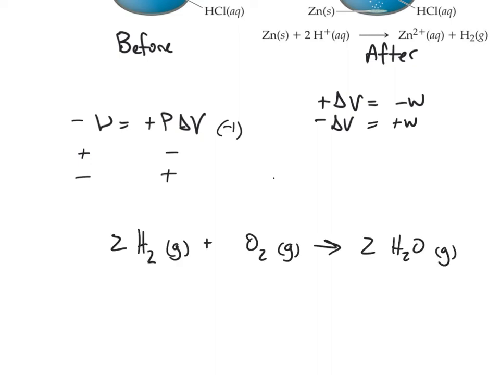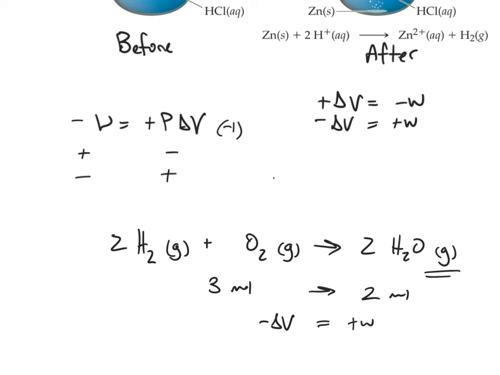Take, for example, the simple synthesis of creating water from hydrogen gas and oxygen gas. On the left side, the reactant side, I start with 2 moles of hydrogen gas and 1 mole of oxygen gas. So I have a total of 3 moles of gas on the left. Now on the right-hand side, I have 2 moles of gas. And so since the volume goes from 3 to 2, I can expect the change in volume to be negative. It's going to shrink.